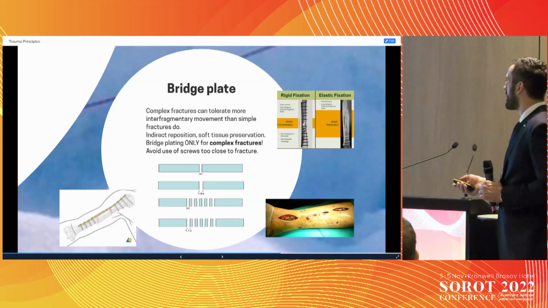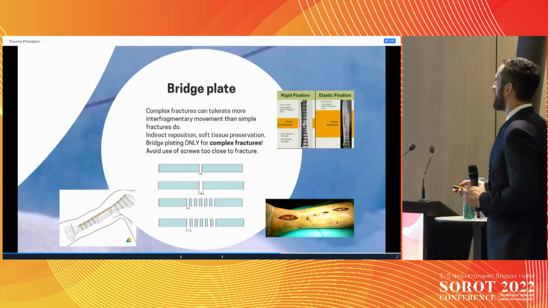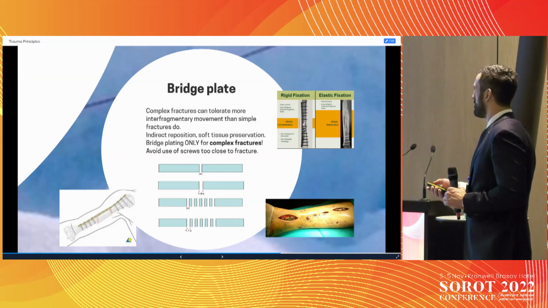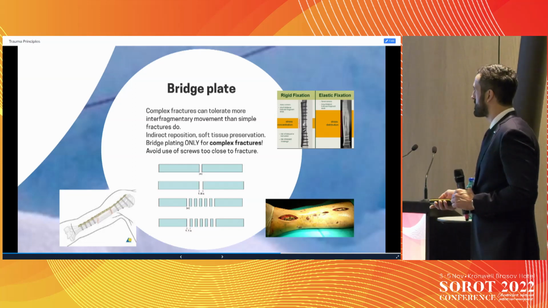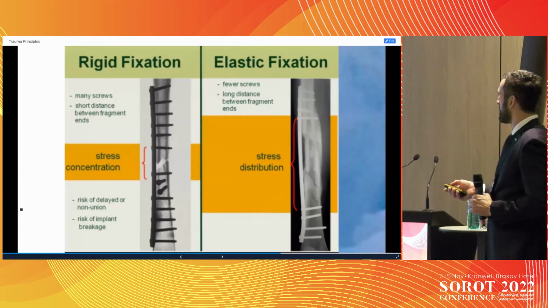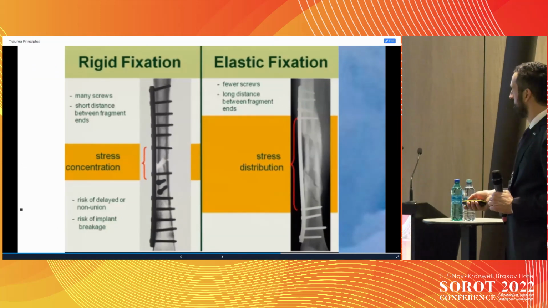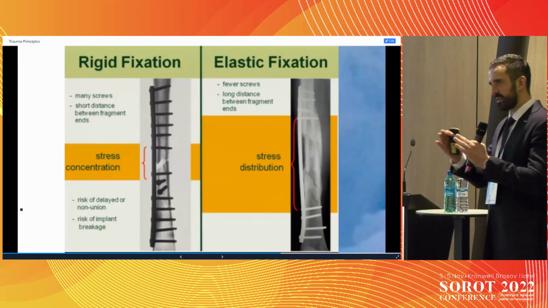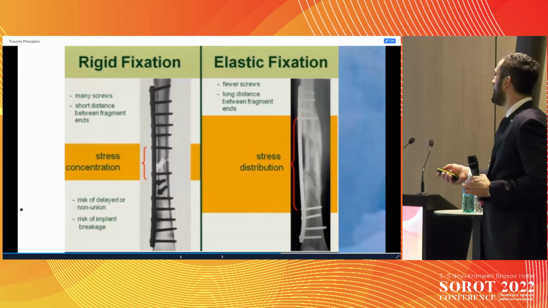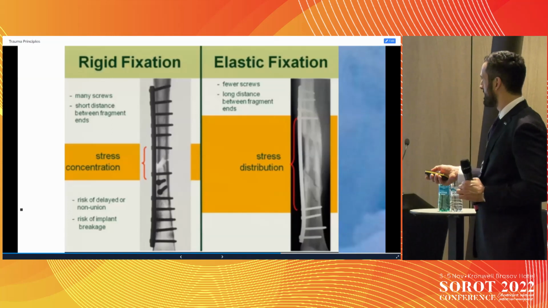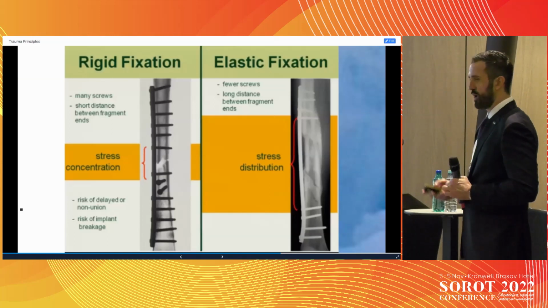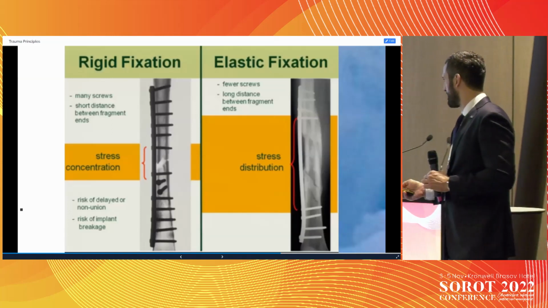And bridge plate. Complex fracture can tolerate more interfragmentary movement than simple fracture can. So, for the complex fracture, you put in a longer plate with a long distance between the screws. So you have more working length of the plate and stress distributes over a longer field of the plate.